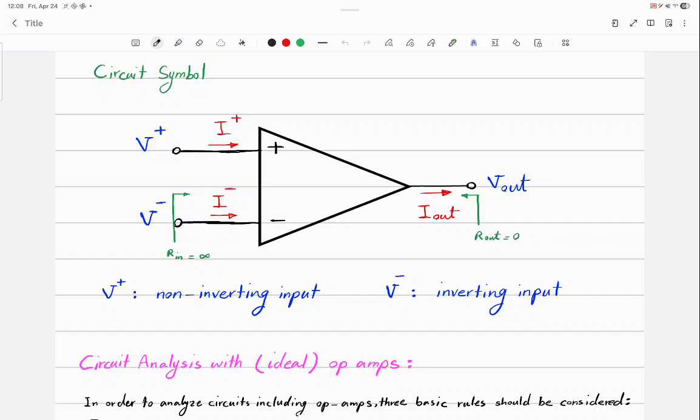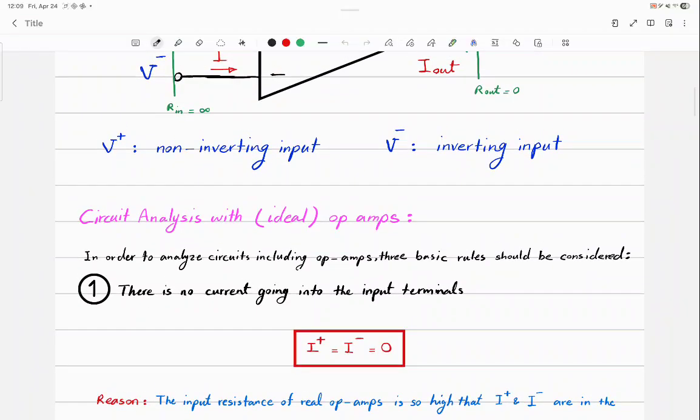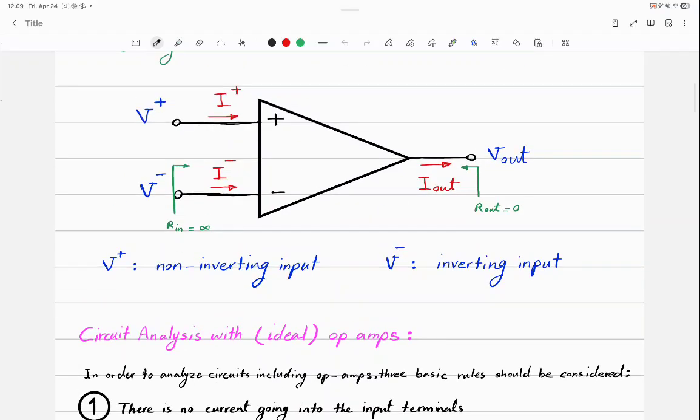Okay, but what about circuit analysis? Now, there are three very important rules in analyzing op-amp circuits. The first one: there is no current going into the input terminals, both of them. I positive and I negative, the currents going into the terminals of the op-amp, are 0, okay? You might be asking why.